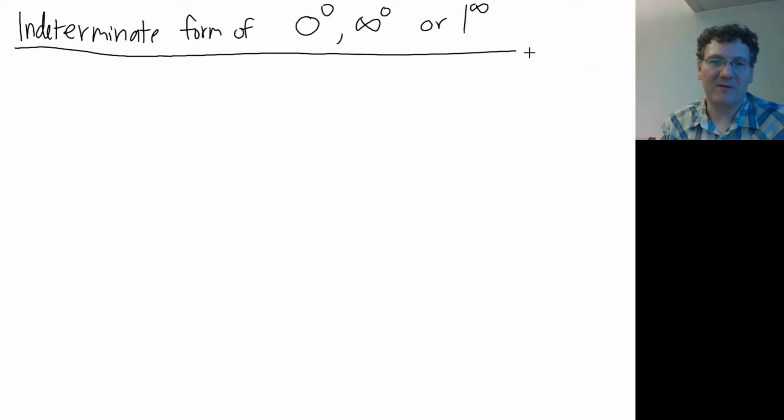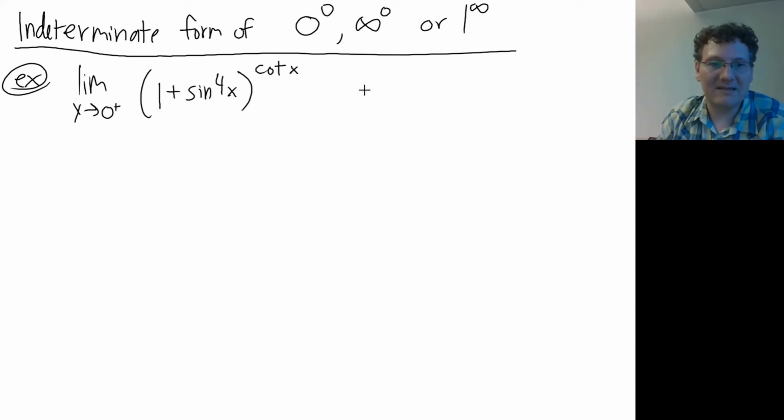So if you get an indeterminate form that's like an exponential, 0 to the 0th power, infinity to the 0th power, or 1 to the infinity power, you can usually use either logarithms or exponential functions to rewrite this in terms of a fraction. So let's take a look.